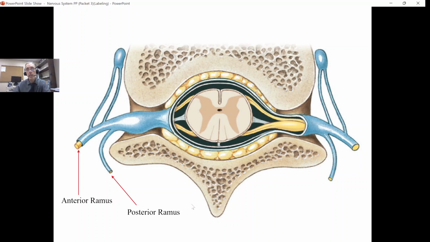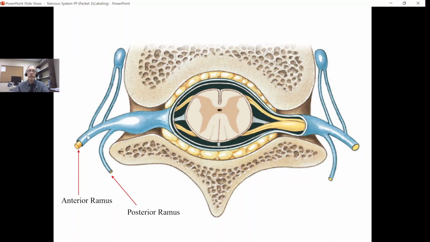Remember, this is the spinous process. So over here would be like muscles of your back, right? The muscles of your back would be over here. Your skin would be out on your surface over here. This is going to be called the posterior ramus. A ramus is a branch. So this is a branch of the spinal nerve. This one's going to go to the back of the body. You can see it's kind of thin and small.